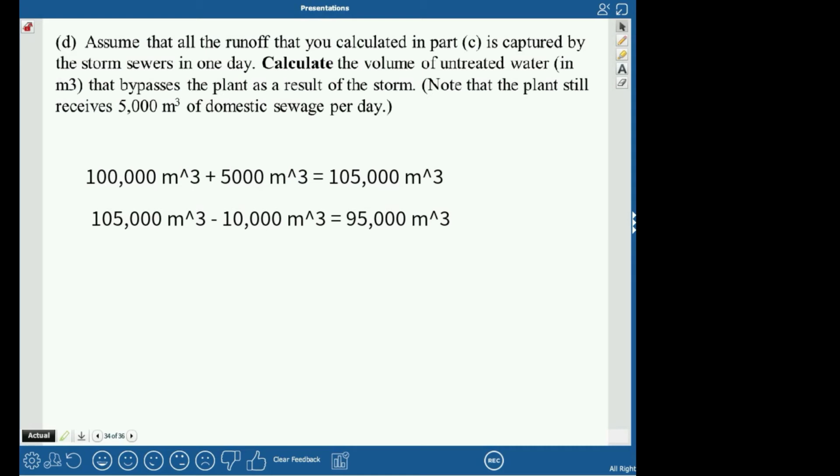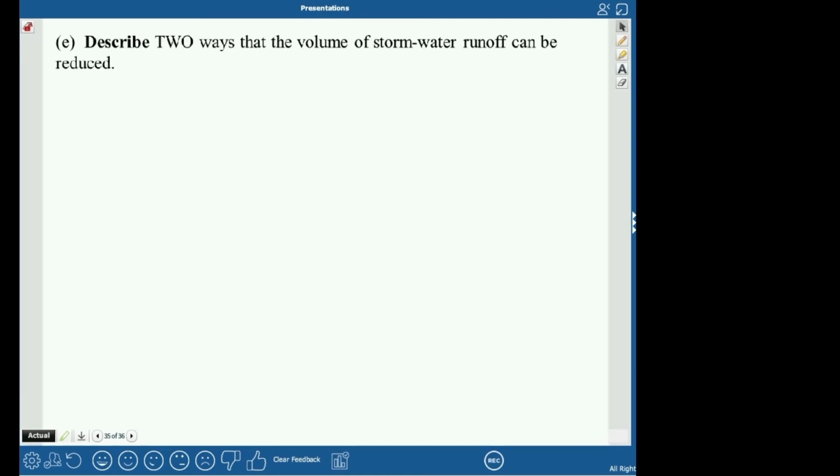But remember, part A was just words, right? We just had to identify things. And then parts B, C, and D were all math. But now part E is words again. And so even if you don't know math, you can get 2 points for this section. So worst case, you could still get 4 points, which is pretty good. Even if you don't know how to do any of the math, you could still get 4 points for this one. So now we just need to describe 2 ways that we could reduce the volume of stormwater runoff. Can you think of anything that we could do to reduce stormwater runoff?